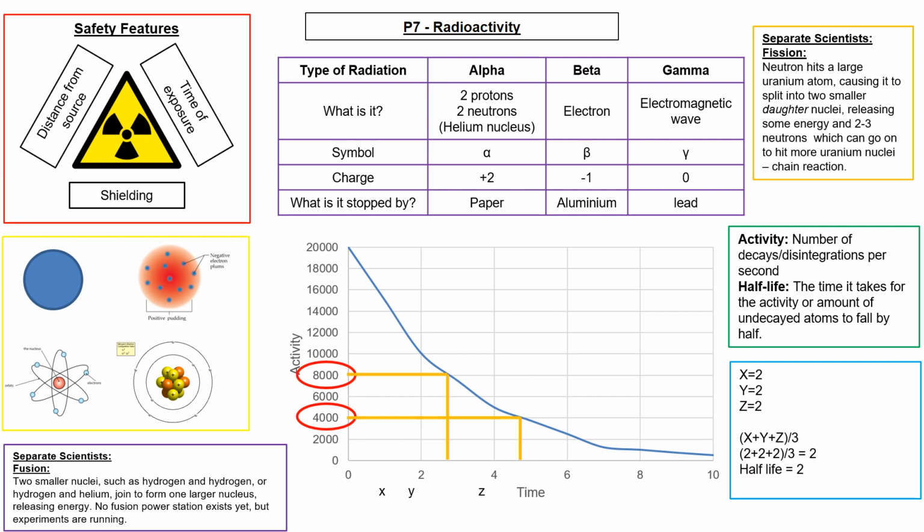Another thing for the separate scientist is nuclear fusion. This is when we have two smaller nuclei, such as hydrogen and hydrogen, or two isotopes, deuterium and tritium, or even hydrogen and helium or deuterium and helium. These join together to form one larger nucleus, releasing energy.